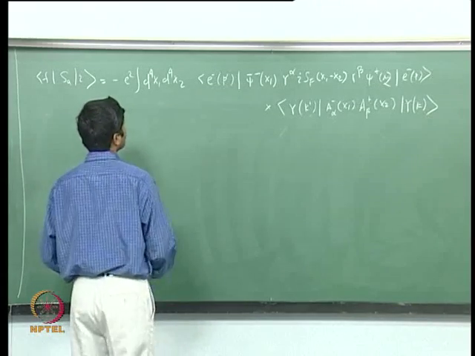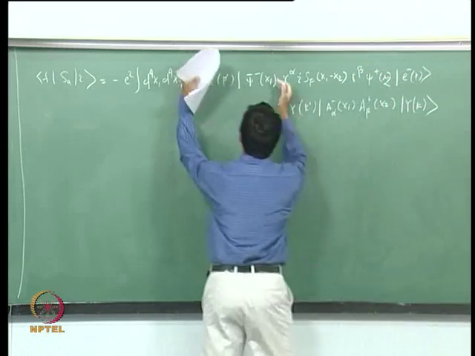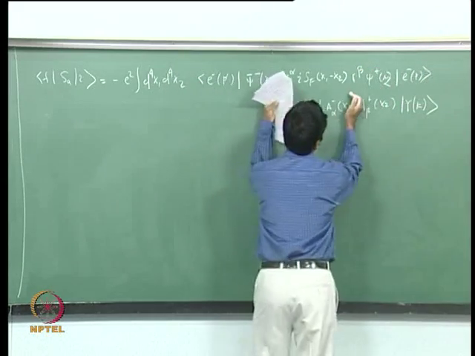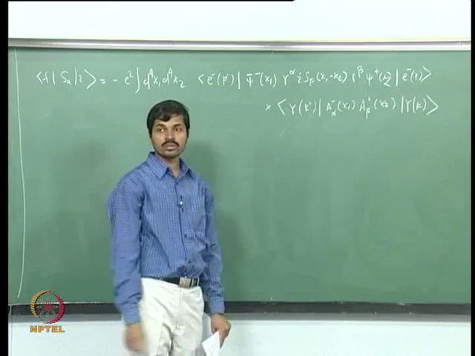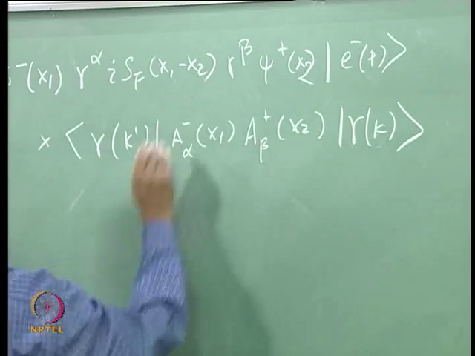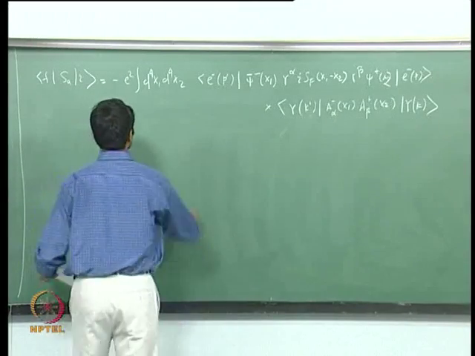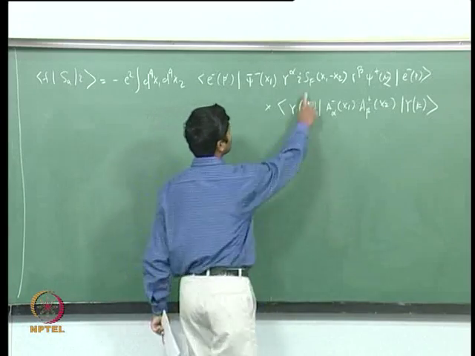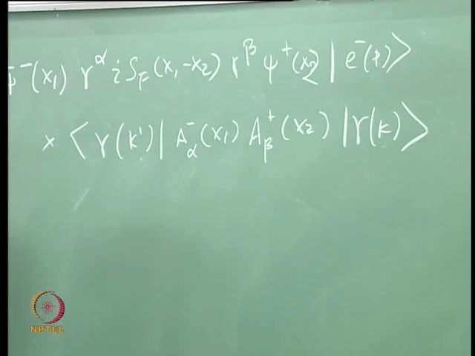So what is this? This we already know. We have evaluated this piece, this piece, this one as well as this one. So all these things we already know. So we can put all these things together and then we see what we get. So let us do that, and finally what I will do is that this fermion propagator I can write in terms of its Fourier component.